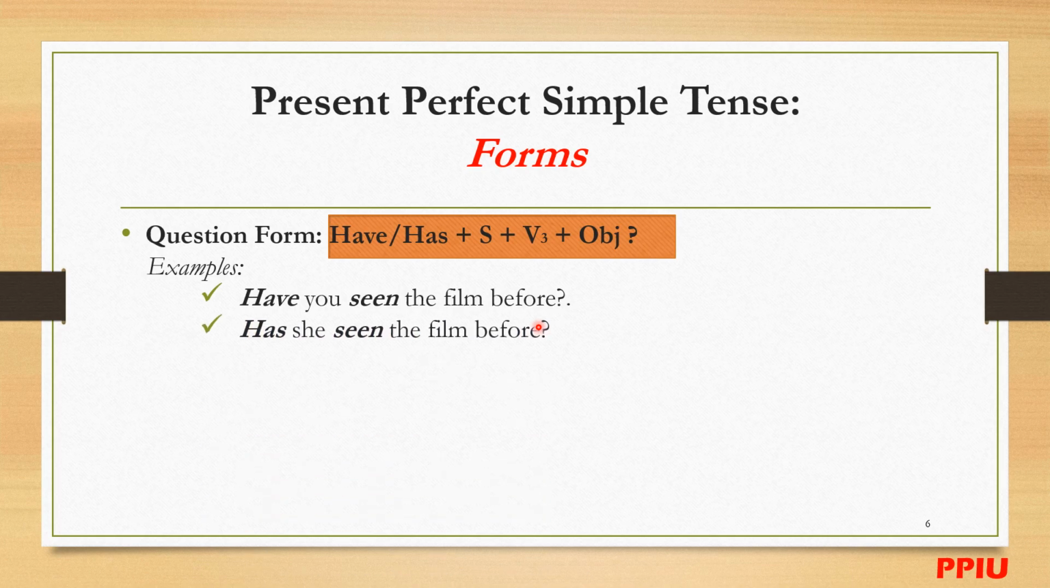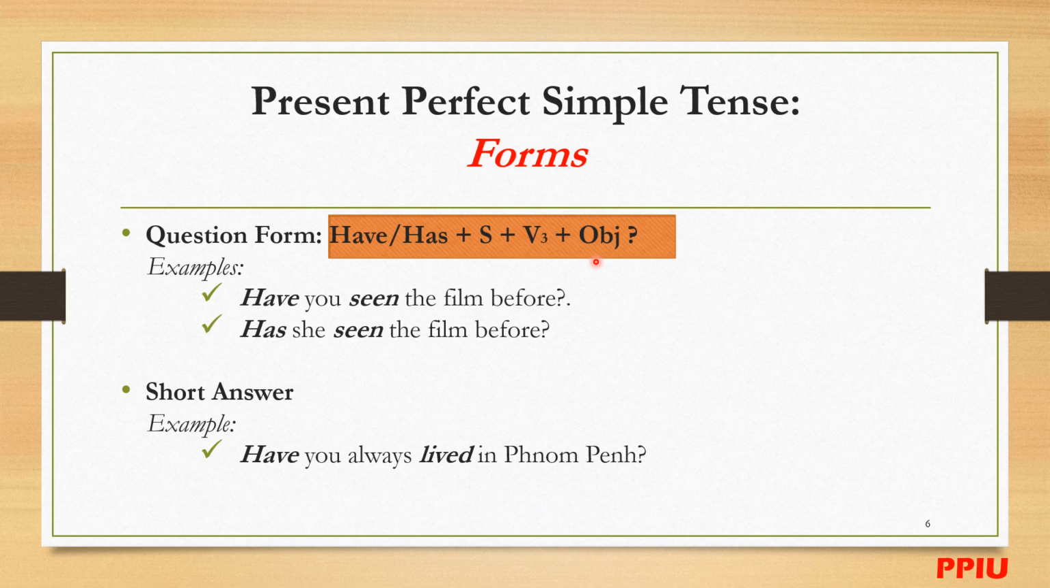The second example, has she seen the film before? So has here, she is the subject, seen is verb 3 or participle, the film is an object. Alright, it's not far different, we just change the position and then it becomes the question form by itself. We should move to short answer.